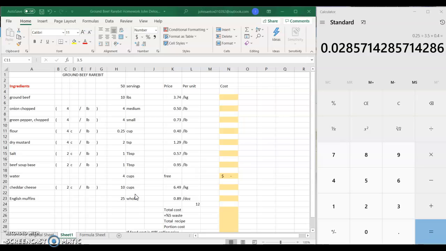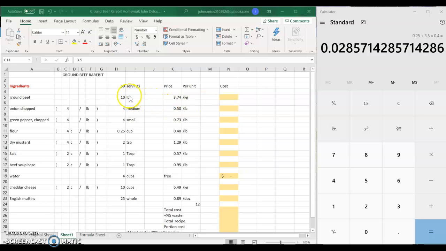Recipe costing of the recipe of ground beef rarebit. Listed here are the ingredients, the conversion, the amount of what we need, and the price per unit. So let's start first with the ground beef.